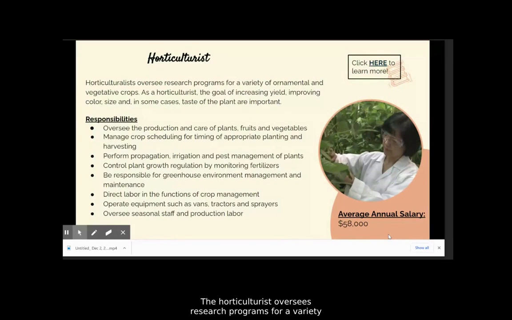The horticulturist oversees research programs for a variety of ornamental and vegetative crops. As a horticulturist, the goal of increasing yield, improving color, size, and in some cases, the taste of the plant are important. A few of their responsibilities include managing crop scheduling for timing of appropriate planting and harvesting, controlling plant growth regulation by monitoring fertilizers, and overseeing seasonal staff and production labor.